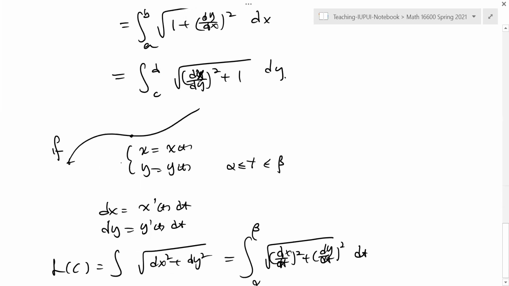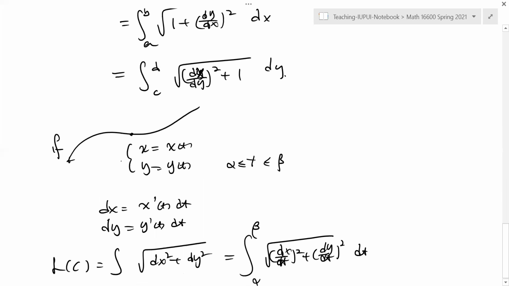But the curve can also be described by parametric equations. Think about the curve as the orbit of a moving object in space, right?